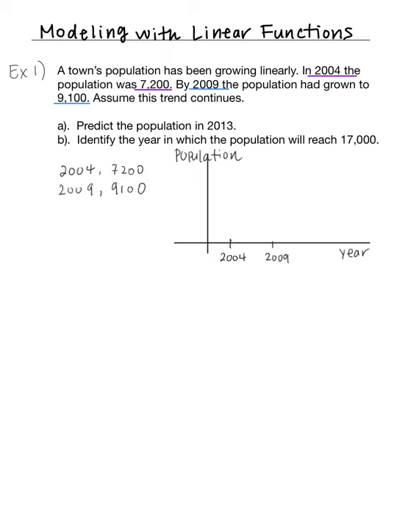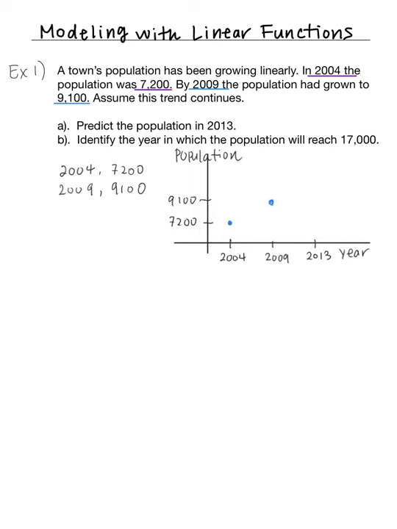Okay, now let's read part A. What we want to do is predict the population in 2013, right? So I'm going to insert 2013 in our chart. All right, so now let's go with the population part. Now, in 2004, population was 7,200. So let's just pretend this is 7,200. So we are here. Now let's do the same thing for the year of 2009. In 2009, our population became 9,100. So let's just pretend this is 9,100. So I'm going to plot a dot here.